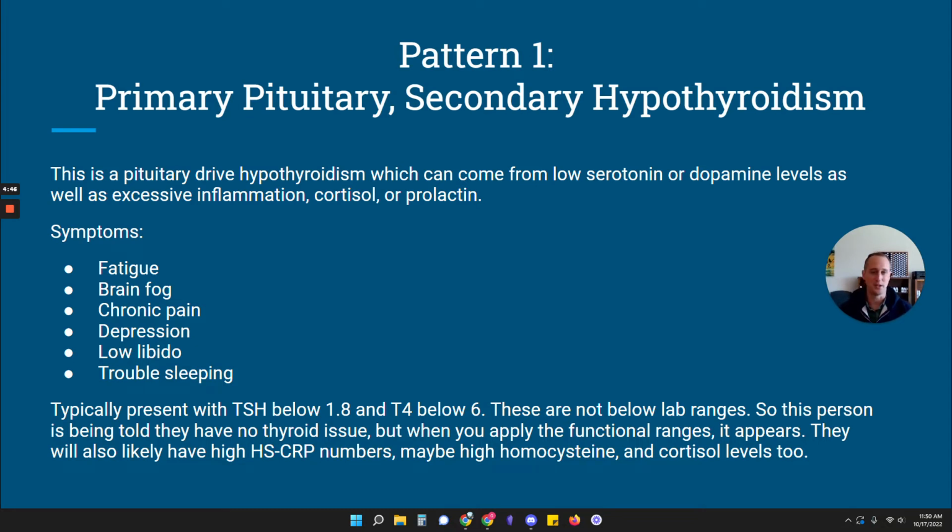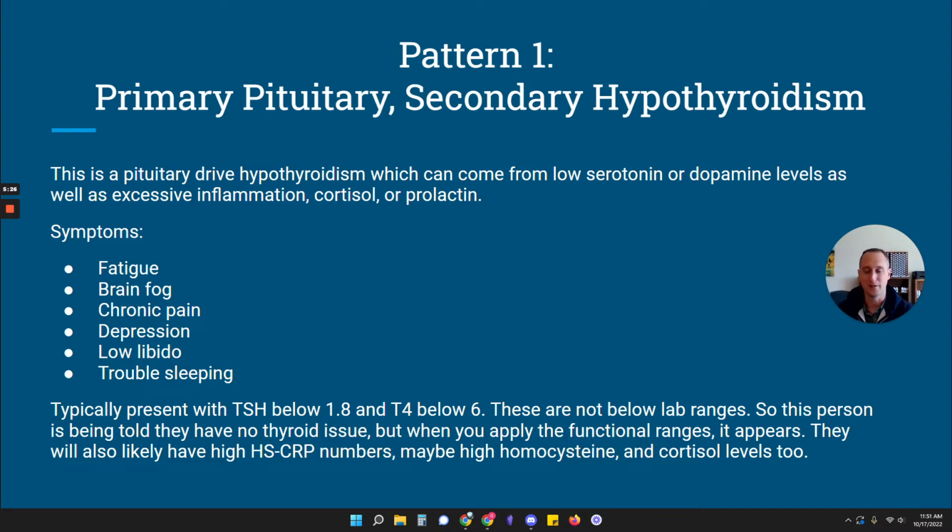You're going to typically see this represented on labs because the TSH is going to be below 1.8. And then the T4 can be below 6. These are not necessarily below lab ranges. So on the lab that you receive, it may say everything's normal, but then you go over and you look at the lab ranges and you see, okay, yeah, everything's falling between what they're recommending, but then you're still below 1.8 or you're below 6 with T4. So you're not optimal when it comes to it. So this person is that person that's been told, you have no thyroid problem.